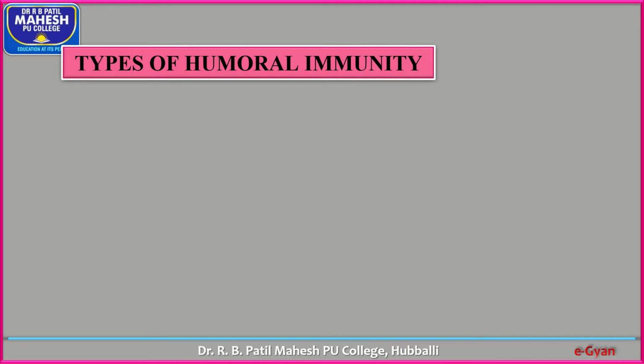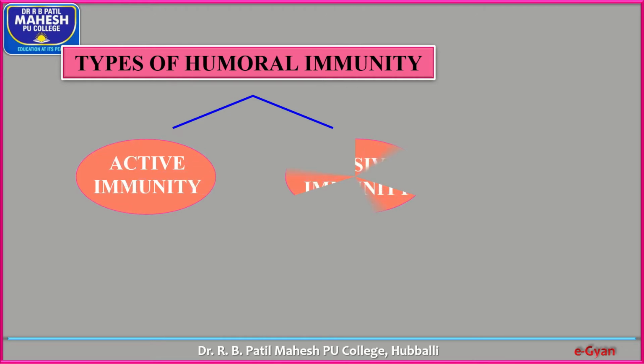Whereas T lymphocytes are responsible for cell mediated immunity because they will produce T cytotoxic cells which have the ability to kill the pathogens. The entire cell is involved in killing the pathogen. That's why it is called cell mediated immunity. In humoral mediated immunity, there are two types. One is active immunity, another one is passive immunity.